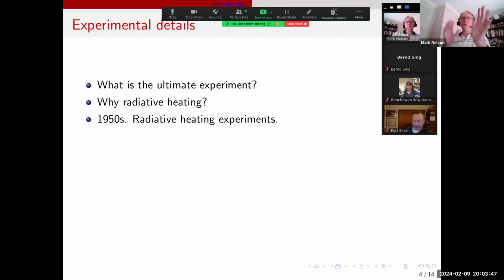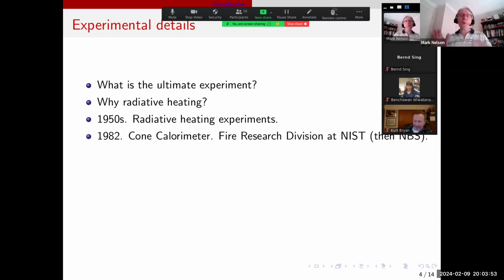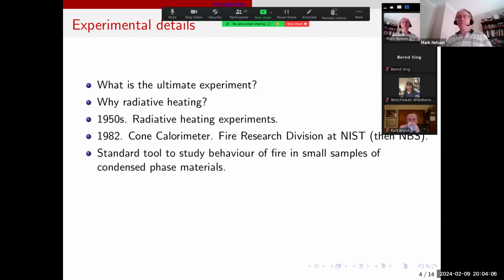This kind of experiment started in the 1950s by the US military. And more recently, I suppose not that recently now, in 1982, at the NBS, they invented a piece of equipment called the cone calorimeter. We need to know absolutely nothing about it, but it's a standard tool to analyze the burning behavior of small samples. And from our perspective, the most important thing is that it gives a uniform heat flux across the sample.